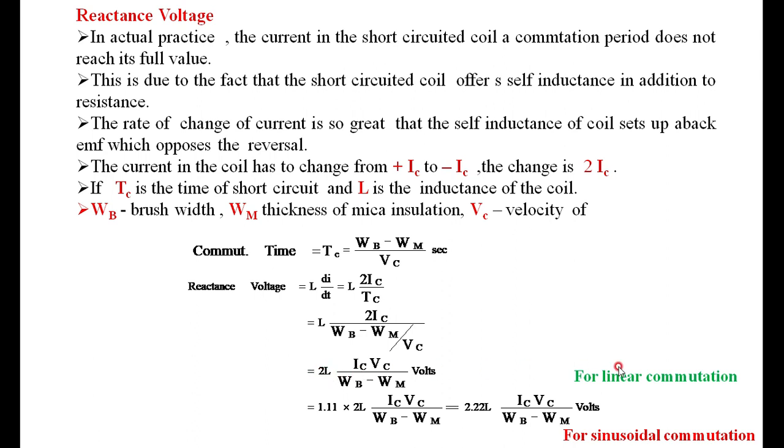This is the expression if the commutation is linear. If the commutation is sinusoidal, then you have to multiply a form factor of 1.11 to this equation, so that what I am getting is 2.22 L ICVC by (WB minus WM) volts for sinusoidal commutation. Because of this, a reactance voltage is induced that opposes the changeover of the current from plus IC to minus IC fully.